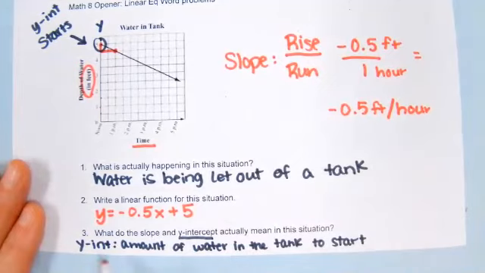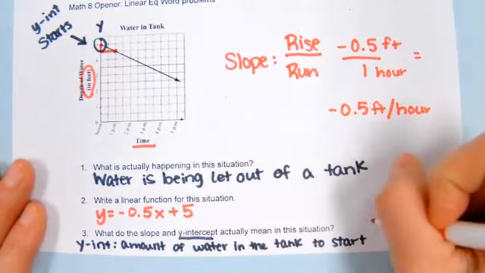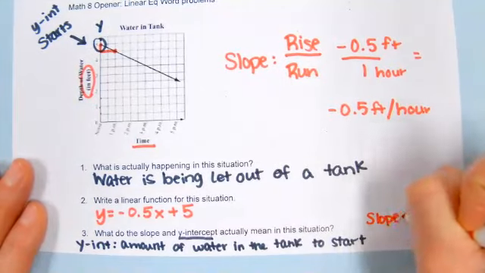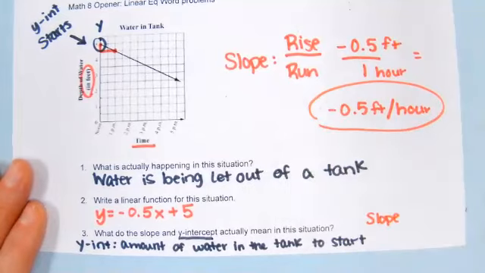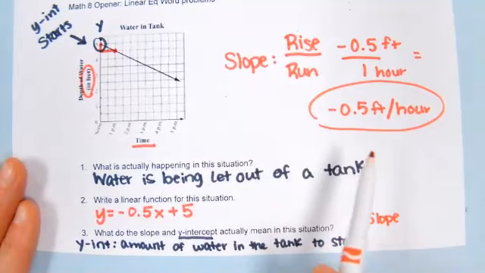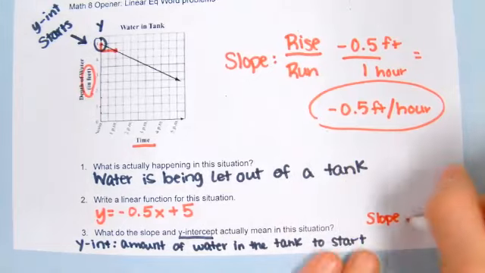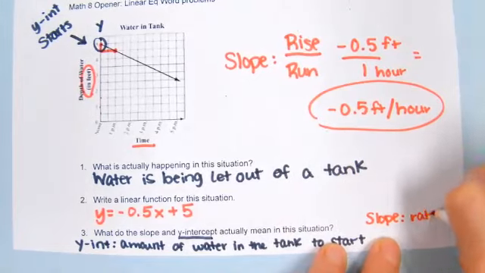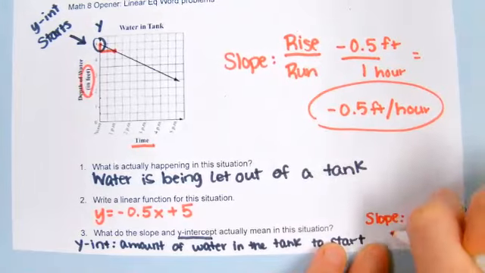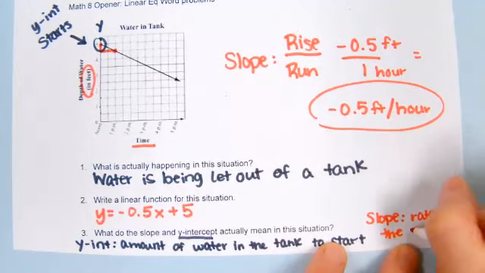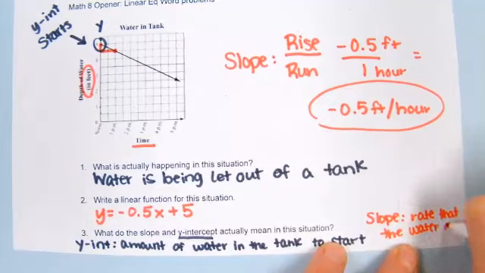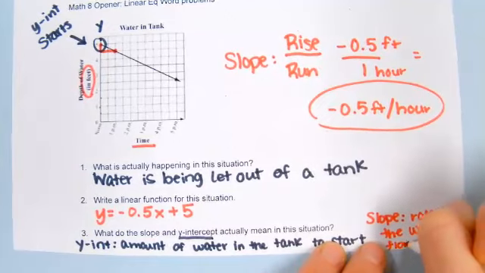And so we already said the y-intercept means the amount of the water in the tank to start. What is the slope telling us here? What is that telling us? Kind of the time, but it's telling us what? What's happening here? Yeah, how much? It's telling us the rate that the water is flowing out, right? It's like a few gallons.